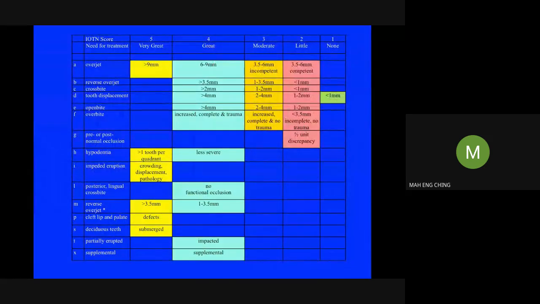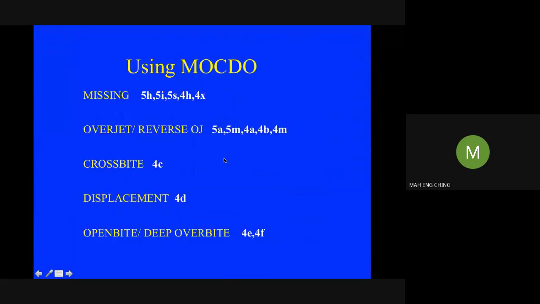This table, I think I showed you before just now, just summarizes everything we said. So when we come to confusions, let's say a 5A, 5H, or 5I, then you go for this motto according to the sequence or hierarchy. Missing teeth always come first, overjet later, then crossbite third, displacement or crowding fourth, then overbite is the last one.